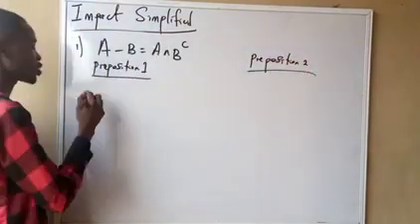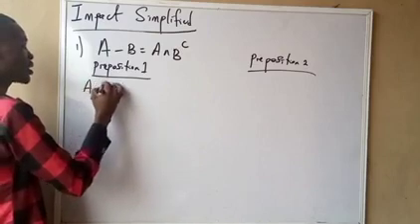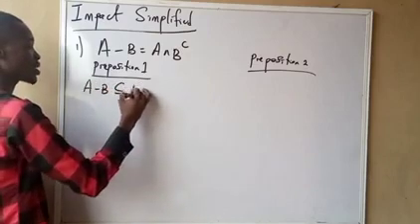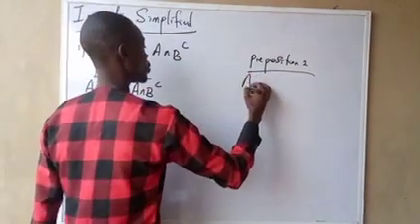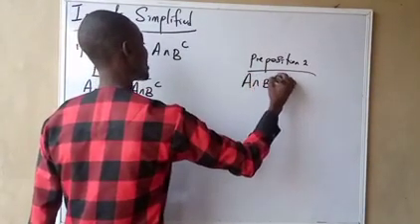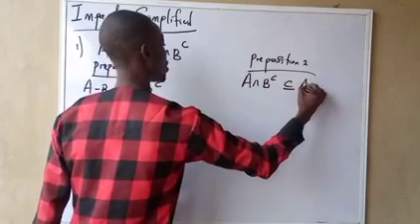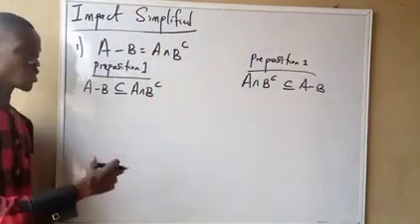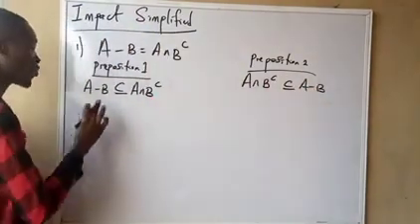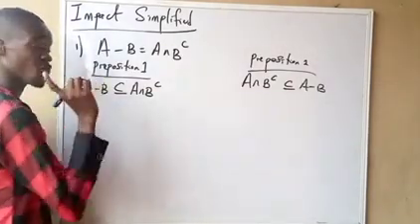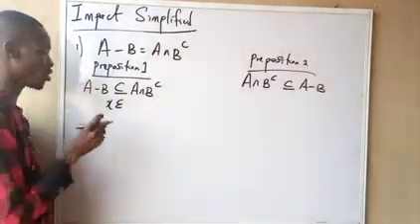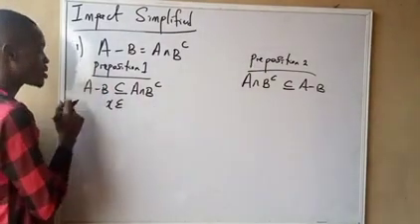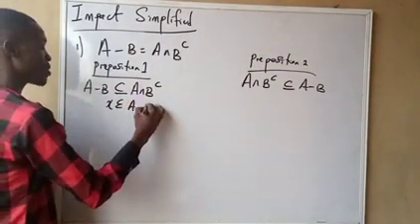Now for the proposition 1, we are going to assume that the left hand side is a subset of the right hand side, and for the proposition 2, we are going to assume that the right hand side is a subset of the left hand side. So now let's look at how to prove. For you to prove rigorously, the first thing is this: you have to assume X to be an element of what you want to show. That means X is an element of A minus B.